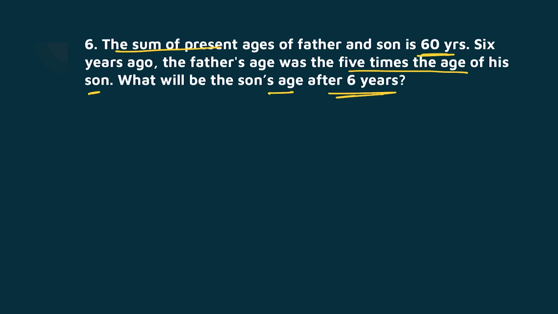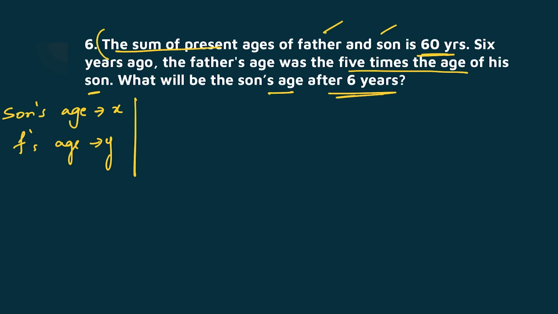So just segregate the question. Father and son, two persons are there. Let's take the son's age as x and the father's age as y. They have given the sum of present ages of father and son. So this is the present age. We have considered variables x plus y is equal to 60. Here the value of y will be 60 minus x.